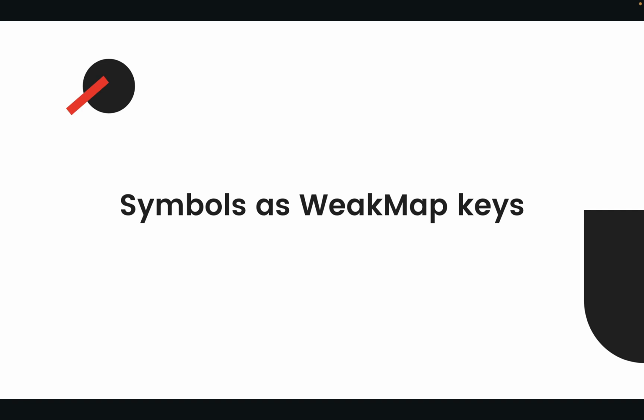No two objects can have similar identity. That is why they can be used as keys. Similarly, symbols also have that sort of unique property, that every single symbol is unique, and no matter what you do, you cannot have two symbols that are equal to each other. So that is why now you can use symbols as WeakMap keys.